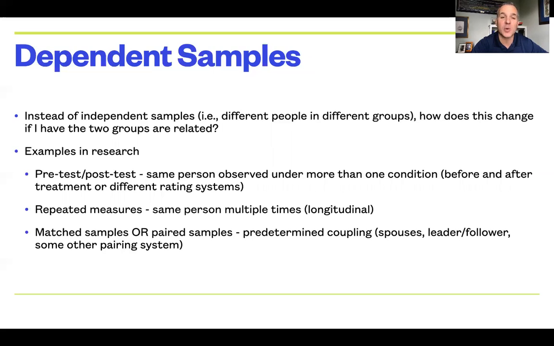We can do these repeated measures where we have the same person twice, or if we move beyond the t-test, we can do more than 2 times. Or another way to look at it is matched samples or paired samples, where we have some predetermined coupling. So instead of looking at one person twice, we might be looking at spouses. Spouses' answers to certain questions are going to be related to one another. So if we ask spouses about the quality of their marriage, then we would expect, the husband and wife, or husband and husband, or whatever that coupling is, that their answers would be related to one another in some way.